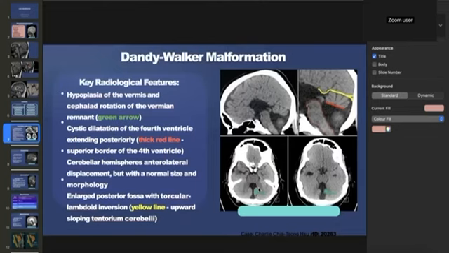And this is a picture of a Dandy-Walker malformation, showing hypoplasia of vermis and cephalad rotation of vermian remnants. Cystic dilatation of the fourth ventricle is seen in red thick line. Superior border of the fourth ventricle, cerebellar hemispheres, anterolateral displacement, but with the normal size and morphology. Enlarged posterior fossa with the torcular lambdoid inversion is seen in yellow line.